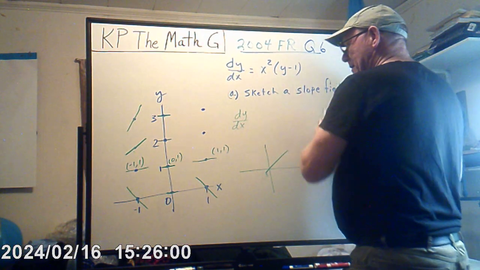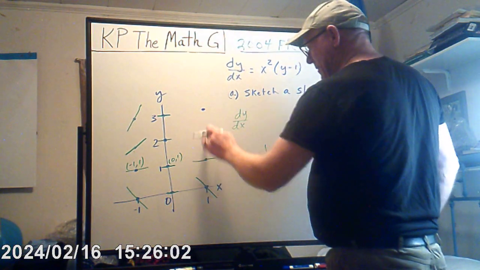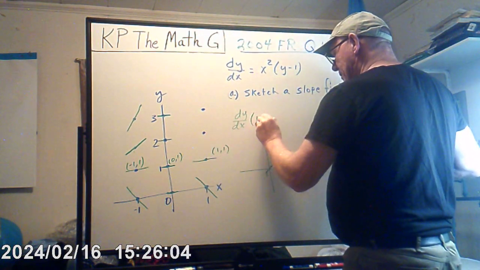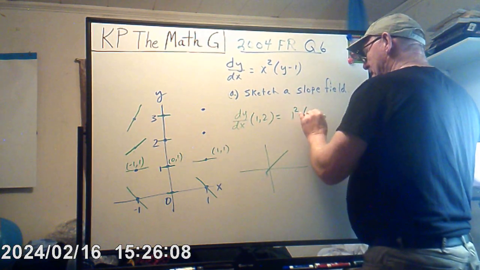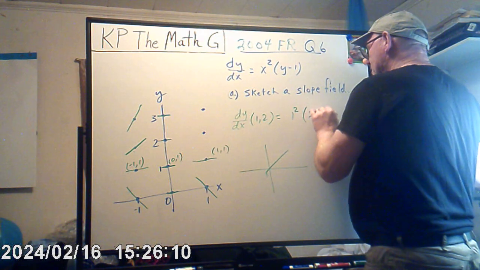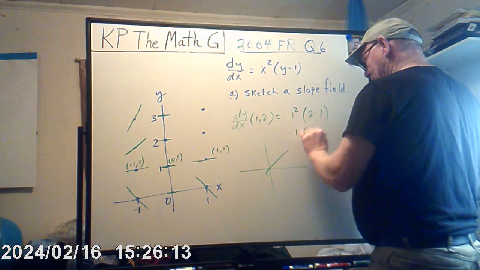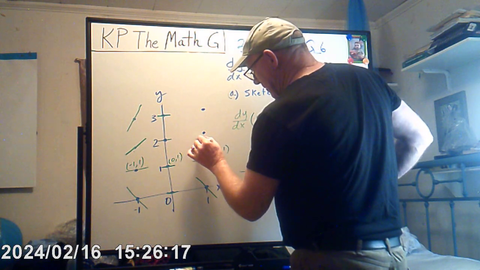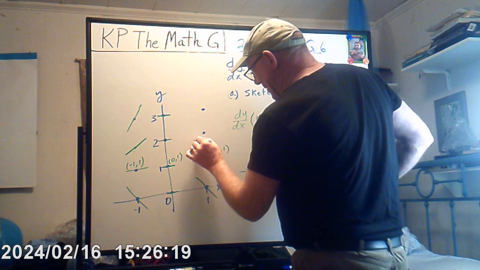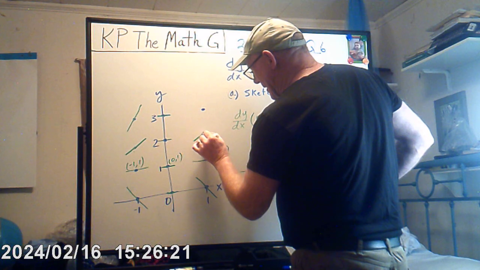So if I plug in 1 comma 2, that's 1 squared times 2 minus 1, which is 1 times 1, which is 1. And again, that's a 45 degree angle right there, like this, kind of.